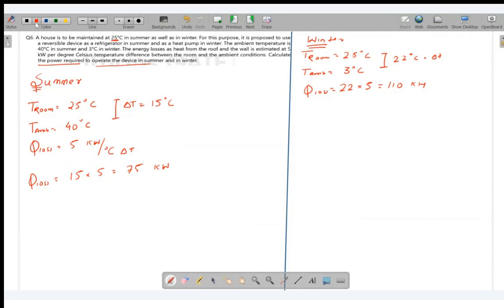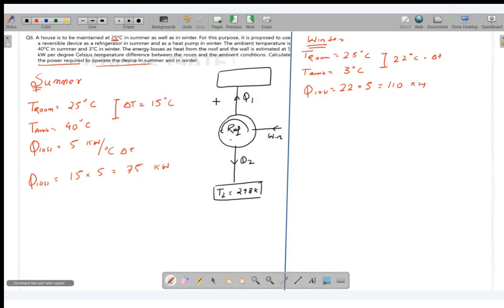Power required, I need to find out. Okay, so let us draw this. This is my refrigerator. In summer, I will use what? Refrigerator or AC, anti-clockwise. So it will take heat Q2 from the lower temperature. What is the lower temperature? T2 is equal to 25 degrees Celsius. 25 is how much? 298 Kelvin. And it will take some work input and reject this heat Q1 to the higher temperature surrounding, which is 40. So 40 is how much? 40 plus 273 is 313 Kelvin, T1.